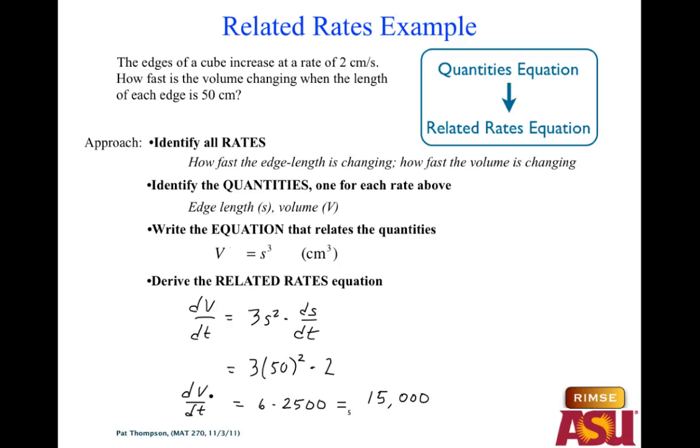What's the units on that? So the units are going to match up with our notation here. Centimeters cubed per second. Meaning, for any change in time, the volume will change 15,000 times as much as that little change in time. At this moment in question, right? At this moment in question, when the side length is 50 centimeters.